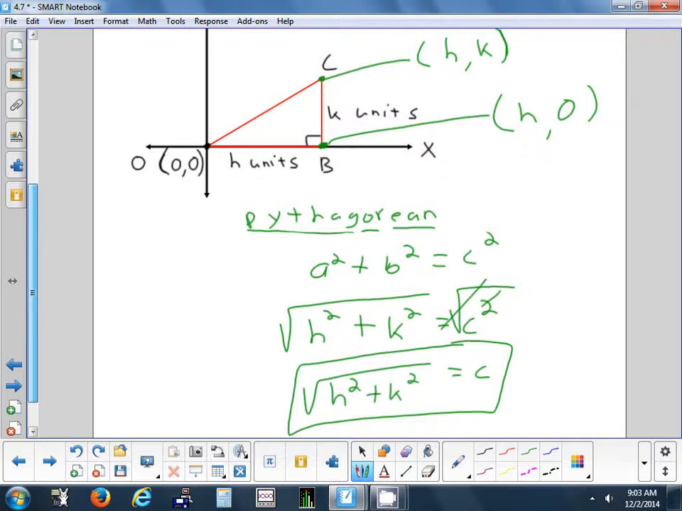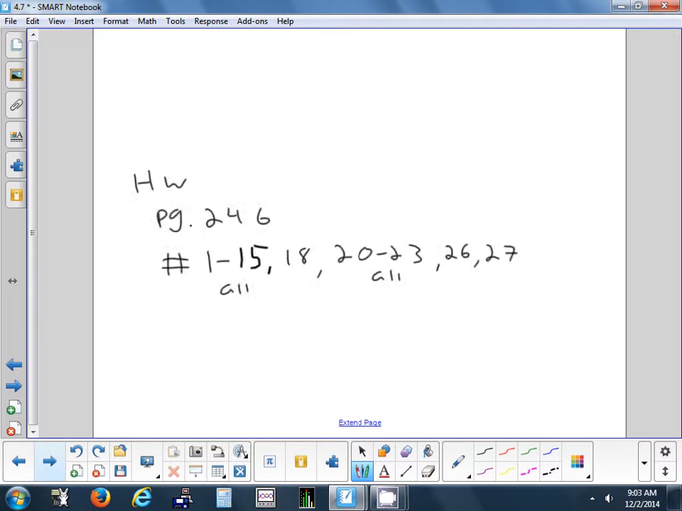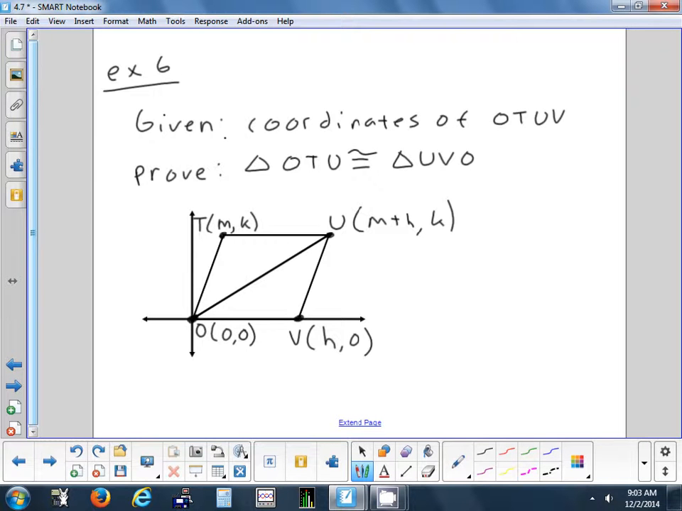All right, so let's finish up. I think we got one more, and then we'll stop. Yeah, it'll be our last one. Okay, so this is a proof like we've done before. They just want you to prove two triangles are congruent. They want you to prove OTU, the triangle on top, is congruent to UVO, the triangle on bottom. Okay, anybody see how we could do that?